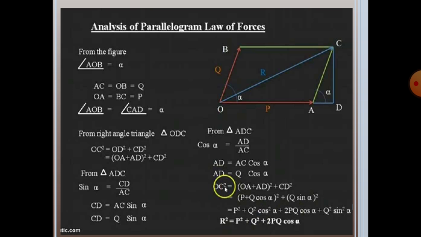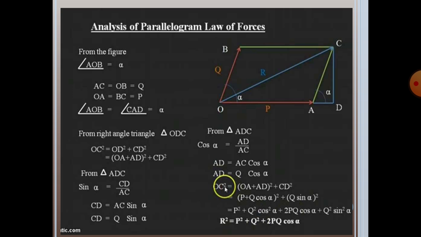Also from right angle triangle ADC, we are applying cos of angle, cos alpha is equal to adjacent side by hypotenuse, that is AD by AC. Now AD is equal to AC cos alpha. AC replaced with Q, we get AD is equal to Q cos alpha.